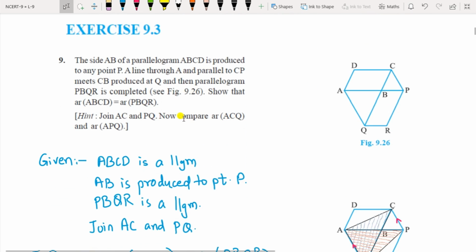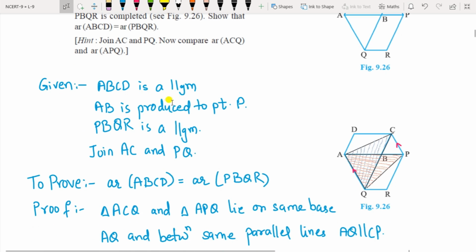Let us start with question number 9 now. The side AB of parallelogram ABCD is produced to P and join CP, and draw a line parallel to CP, that will be AQ, and complete the parallelogram PBQR. This is parallelogram ABCD. You have to show that area of parallelogram ABCD is equal to area of parallelogram PBQR. So this is the given and this is to be proved.